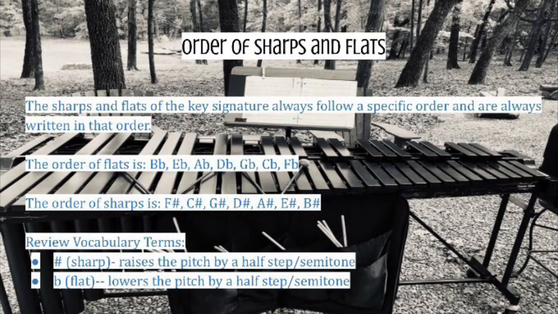I'll say it one more time: Furry Cats Go Down Alleys Eating Birds. As you might notice, the order of sharps is the exact opposite of the order of flats, so it is inverted, which makes it even easier to remember. To review the vocabulary terms, a sharp raises the pitch by a semitone, while a flat lowers the pitch by a semitone, or a half step.